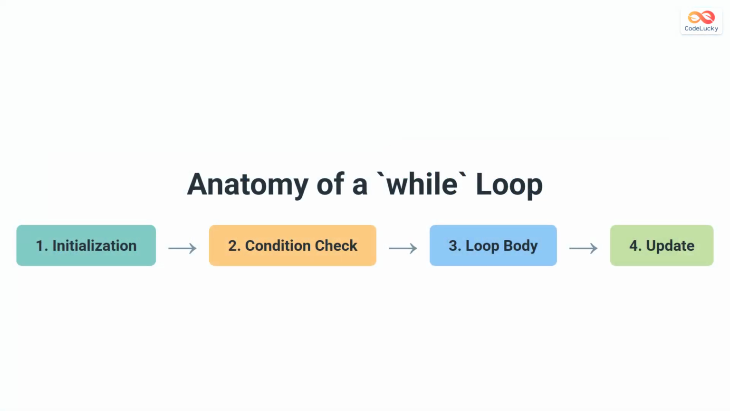A typical while loop has 4 key parts. First, you initialize a variable outside the loop. Second, the while statement checks the condition. Third, if the condition is true, the code inside the loop body runs. And fourth, you must have an update step inside the loop that changes the variable, so the condition can eventually become false.